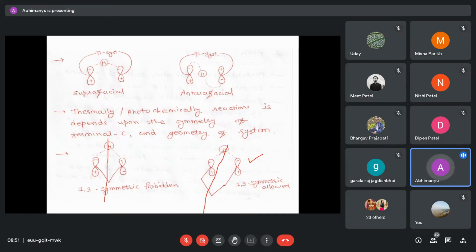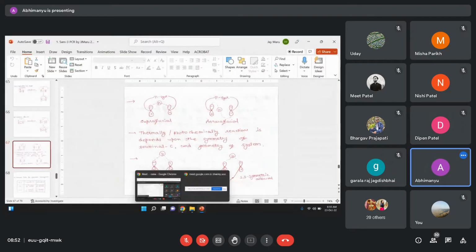symmetric for an asymmetric molecule, and hence same side shifting is not possible. In other words, suprafacial shifting is not possible. And in 1,5, symmetry is allowed, same side shifting is possible. So shifting of one hydrogen to another hydrogen on the same side is possible, and hence we can say that suprafacial addition is possible. Okay, now dear students, I want to discuss some things based on this 1,3 and 1,5.